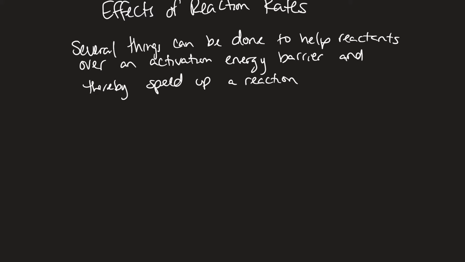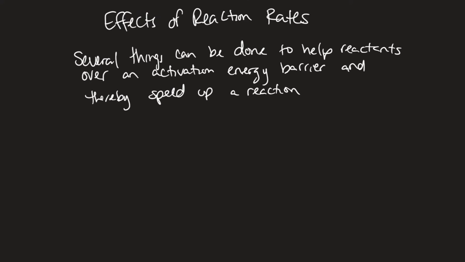So in this video, we're going to talk about the effects on reaction rates. There are several things that can be done to help reactants overcome the activation energy barrier and therefore speed up the chemical reaction. There are three things that you could change in order to increase the rate of reaction.